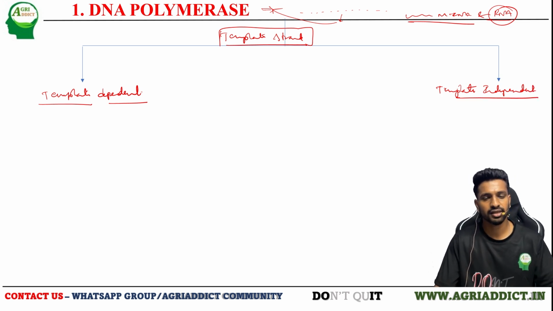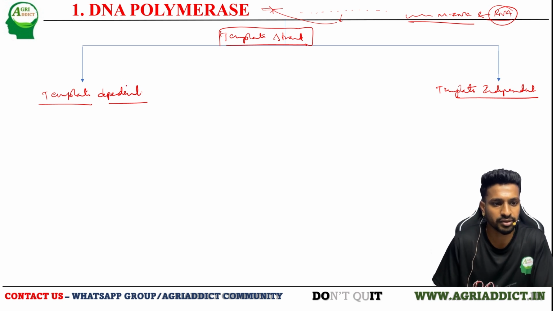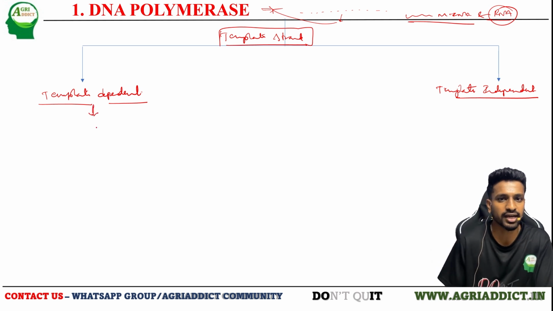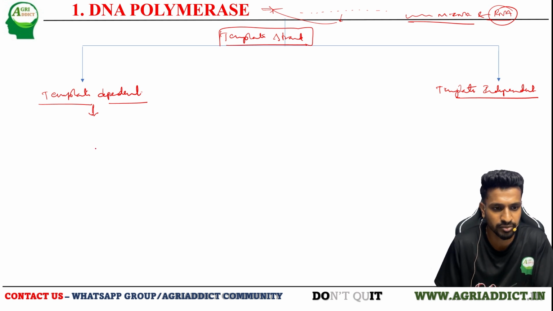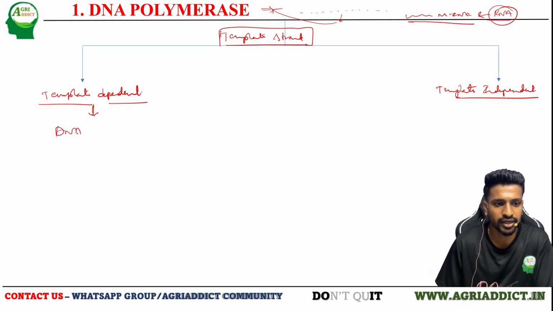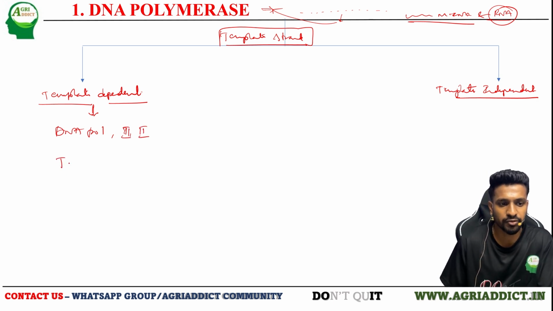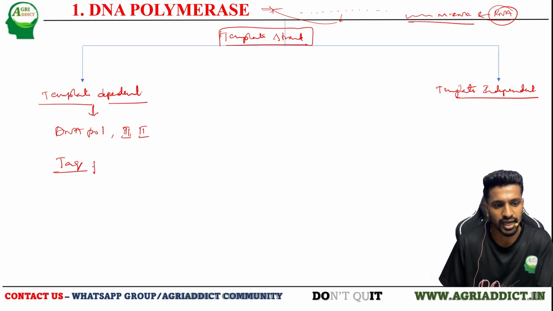Within this, I hope you are very familiar with all the different types of template dependent DNA polymerases, because these are the ones which we have studied during the replication process. For example, we have DNA polymerase 1, 2, 3, and we have several DNA polymerases in case of eukaryotes, and also the other type of polymerase, like we discussed about PCR in the previous class, which has Taq polymerase. This is also template dependent.